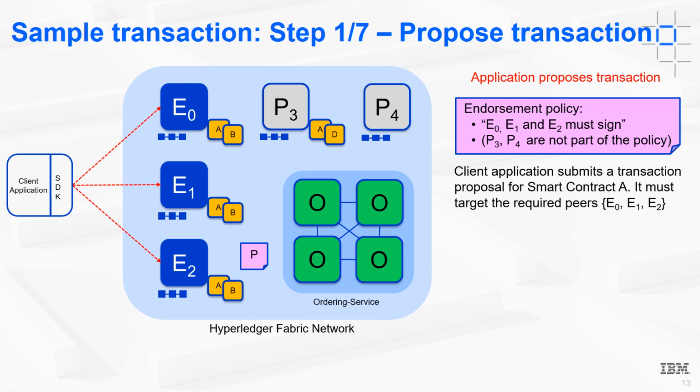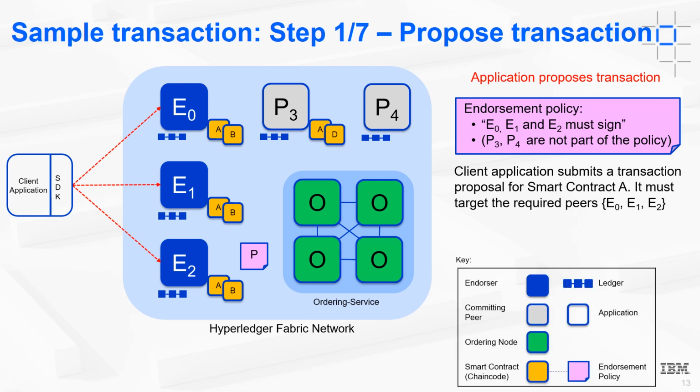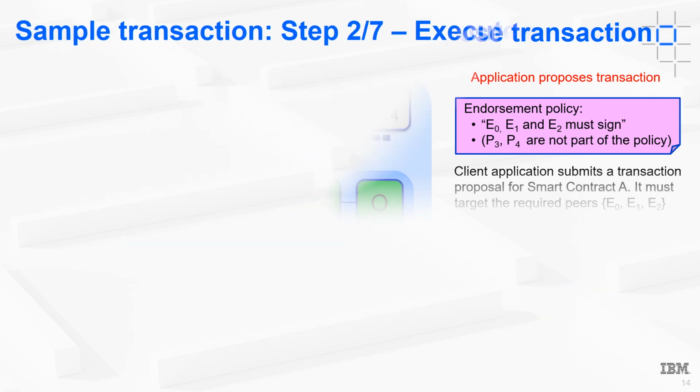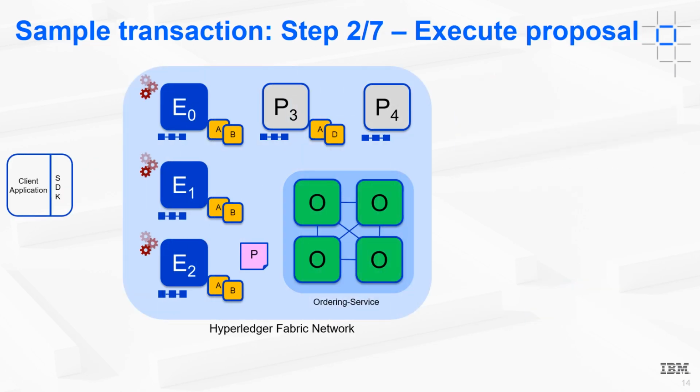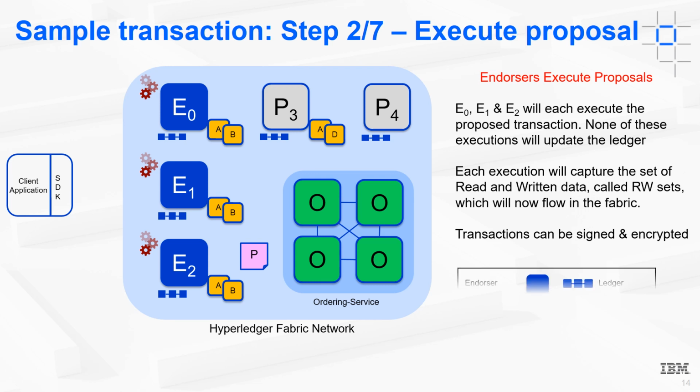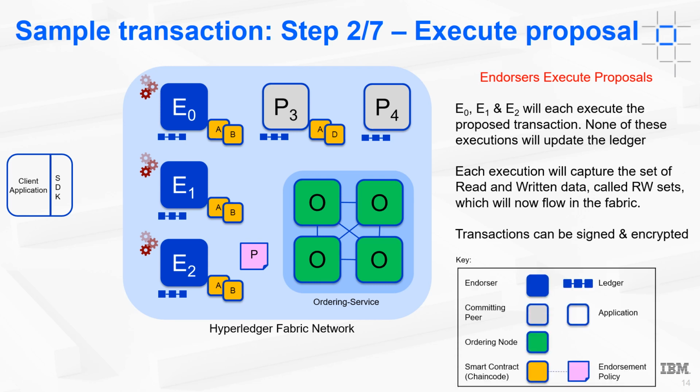P3 and P4 are currently not part of the policy, right? So the client application submits a transaction proposal to smart contract A, which is running on E0, E1, and E2, right? Once this happens, the endorsers, that is E0, E1, and E2, endorse each of these proposed transactions, right? Now, so far, none of the transactions will be updated in the ledger. Nothing is going to be written in the ledger, right?